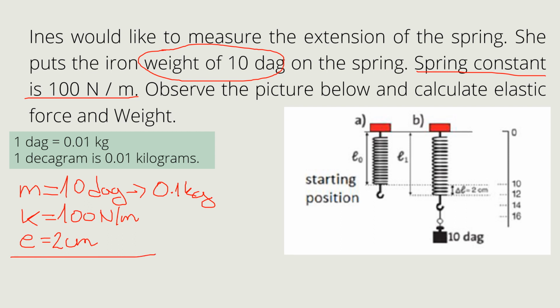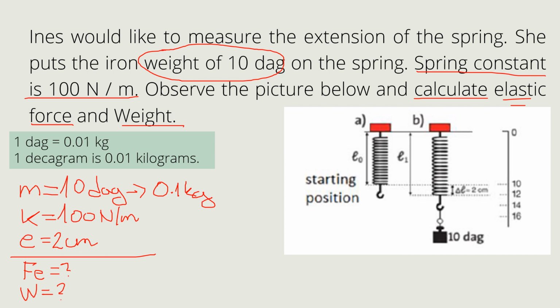The next step, what we need to calculate. So elastic force and weight. Elastic force we label with a capital F, small e, question mark, and weight is W. Okay, so these are two things that we need to calculate. Let's see, did we miss something here? We converted decagrams to kilograms. Do we need to convert centimeters to meters?